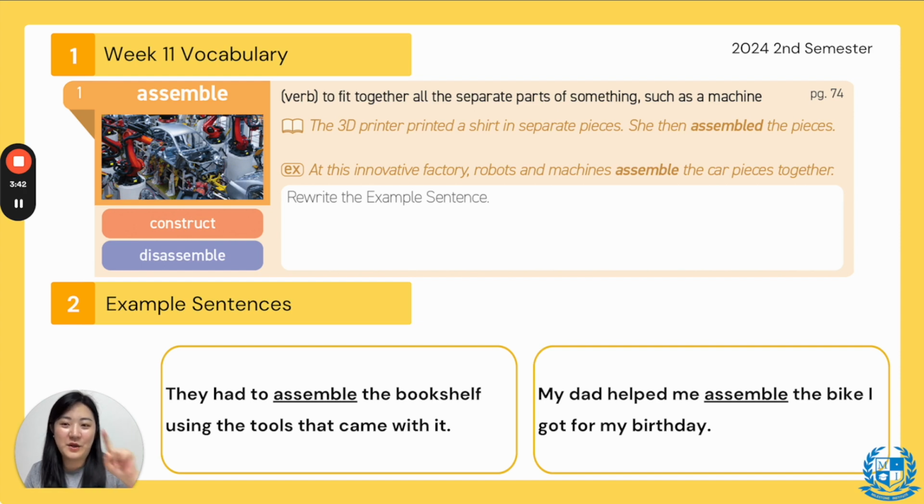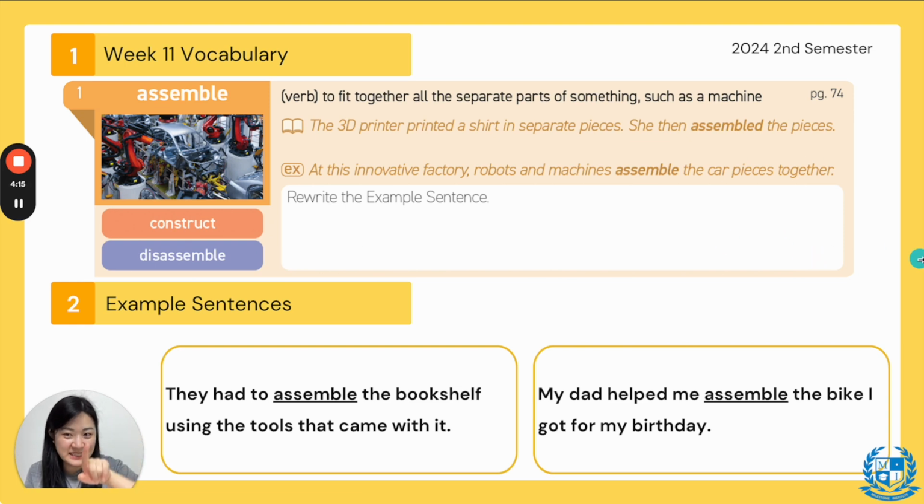Example, let's read together. 1, 2, 3. At this innovative factory, robots and machines assemble the car pieces together. So here it's not a person making a car. The machine or the robots are putting all the different parts of a car together to make a car. Also please remember to write this example sentence down in this white box for your homework.